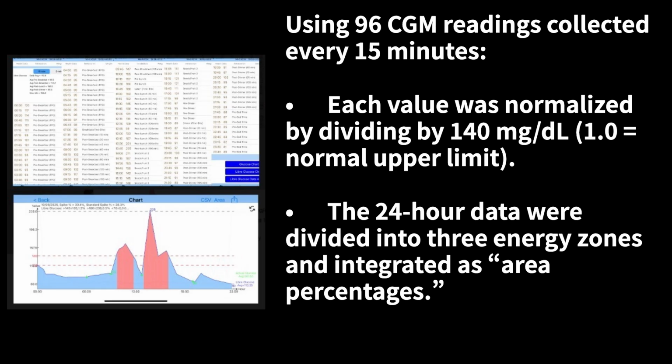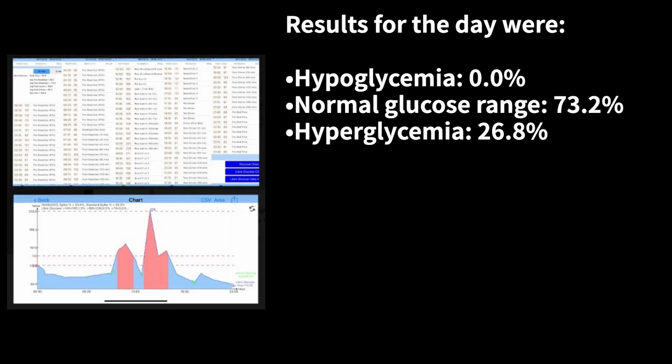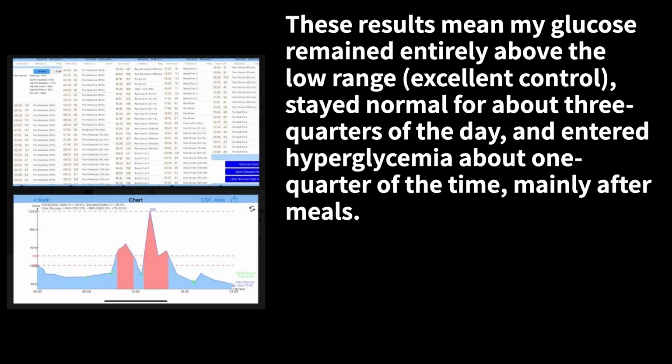Each value was normalized by dividing by 140 mg/dL, where 1.0 is the normal upper limit. The 24-hour data were divided into 3 energy zones, and integrated as area percentages. Results for the day were: hypoglycemia, 0.0%; normal glucose range, 73.2%; hyperglycemia, 26.8%. These results mean my glucose remained entirely above the low range.